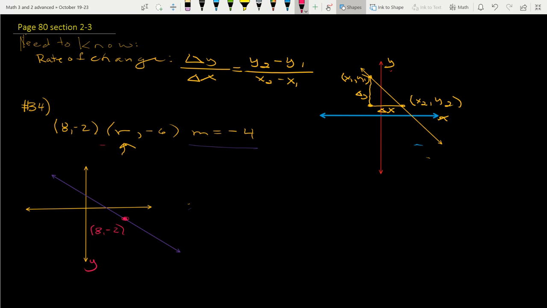And we have another point here that says I'm down here somewhere. I don't know what my x value is, so they called it r. That's a horrible r. But I know my y value is 6.